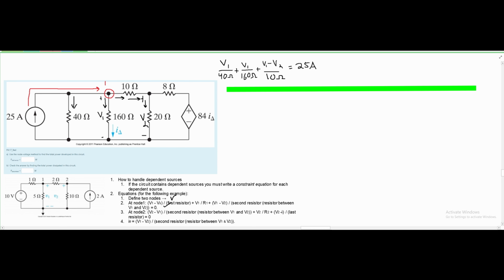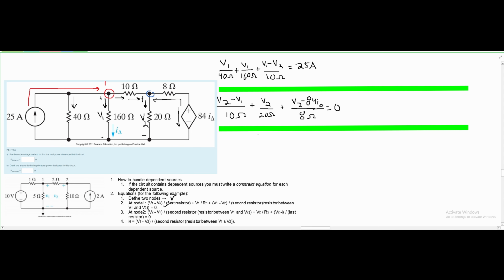Next, we're going to look at our second node. This would be right here. In our second node, we're going to have our V2 minus V1, and this is over the 10 ohm resistor. And then we're going to look at our second voltage, so we're going to have V2 over our 20 ohm resistor plus, and then this part is also pretty important, we're going to have our V2, and then we know that for this the voltage is going this way. However, the current, because of this resistor, is going to be absorbed this way, going into our node. So we are going to have a negative 84 times I delta, and this is over the 8 ohm resistor, set equal to 0.